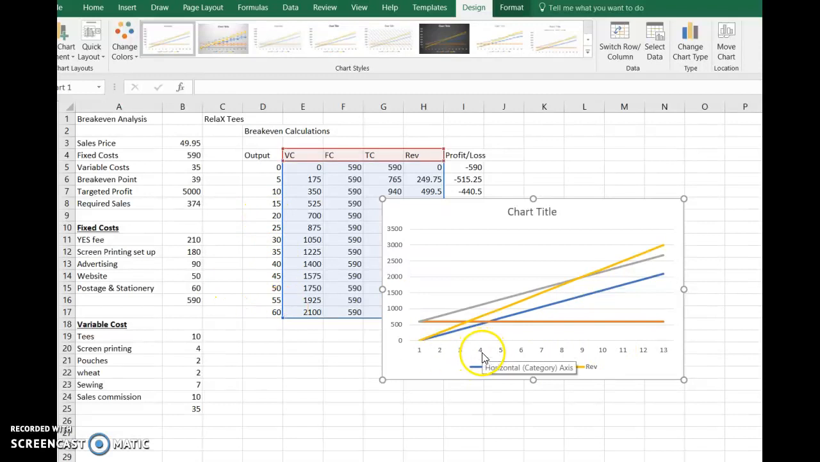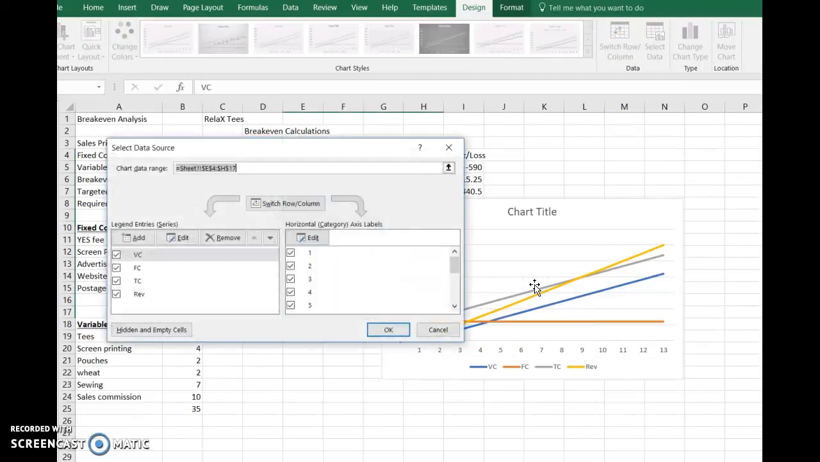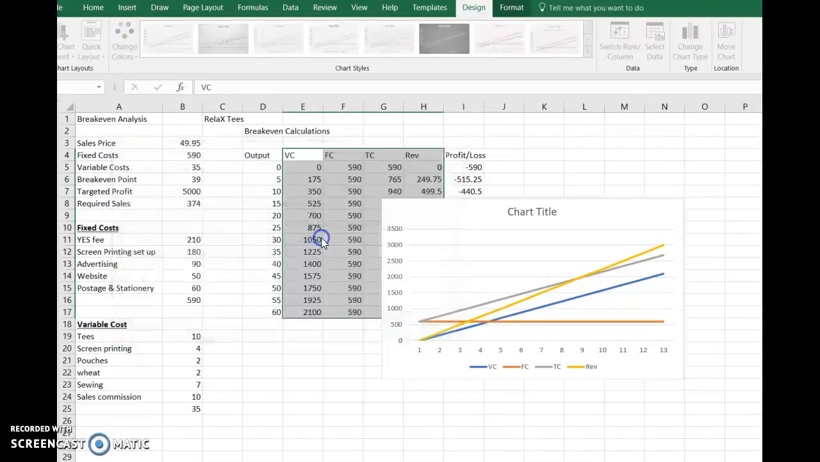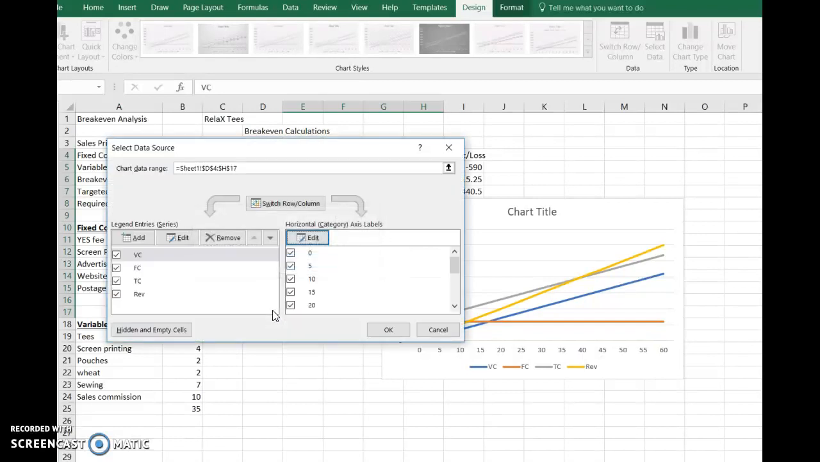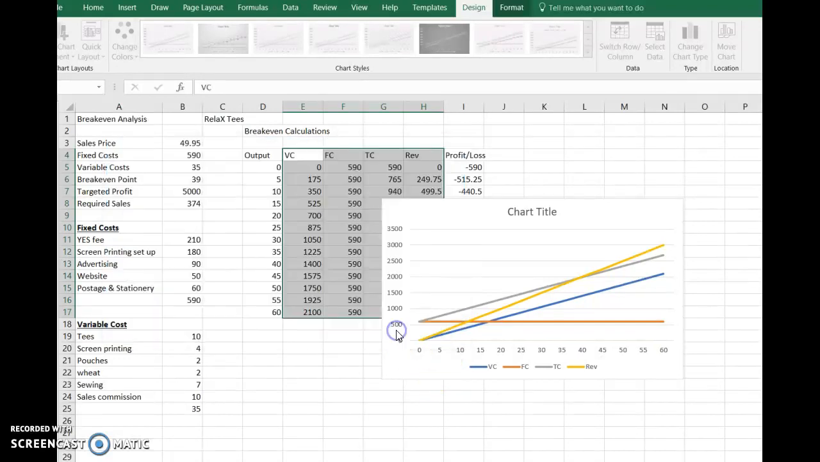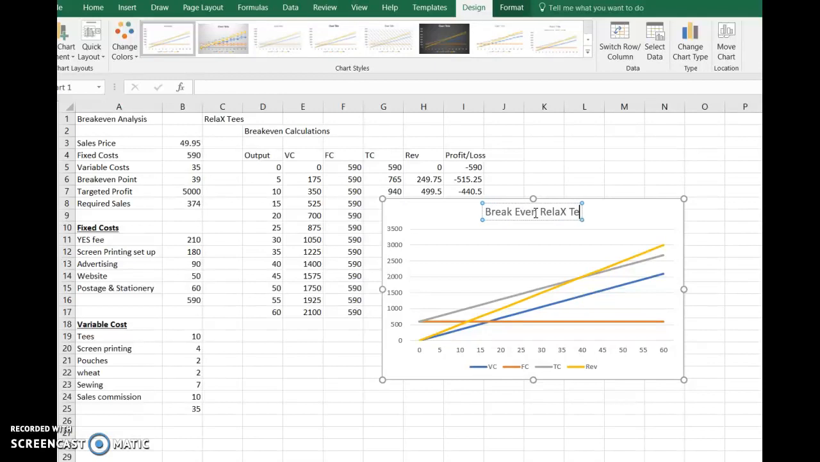So just right click in that x-axis and we'll go select data, and the data we're going to select is at 0 down to 60. Good. Okay. So this shows the lines what we're after. Chart title, let's just fix that up. And the chart title, break even, and my business name, Relax Tees.